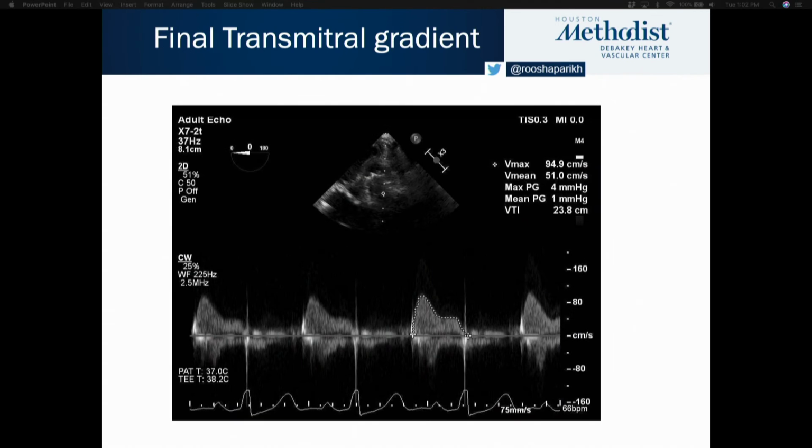And this is an image showing the final transmitral gradient across the valve in the mitral position with all the equipment removed. The final mean gradient was 1 millimeter of mercury at 66 beats per minute. And the patient did well and was discharged the following day.